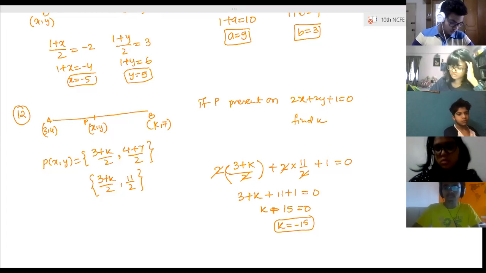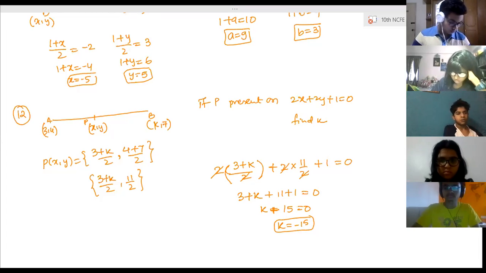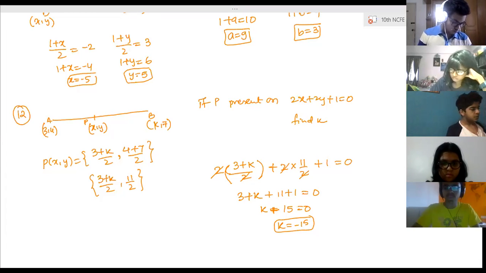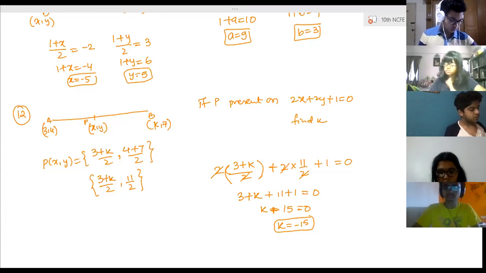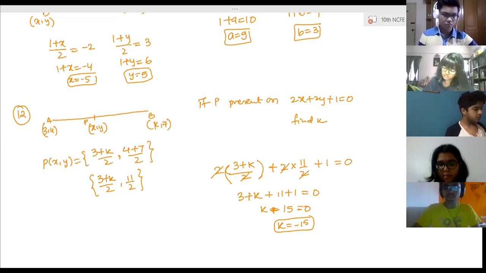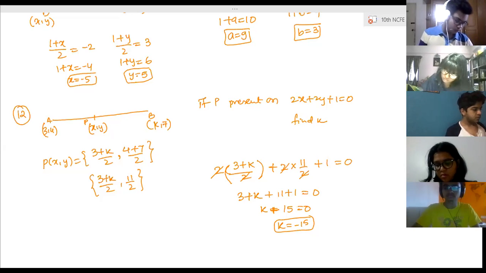Find the length of the medians through the point of a triangle whose vertices are A, B, and C. They have given. You have to calculate the lengths of the medians. So for finding the length of a median, you have to find out the midpoints of AB, BC, AC.